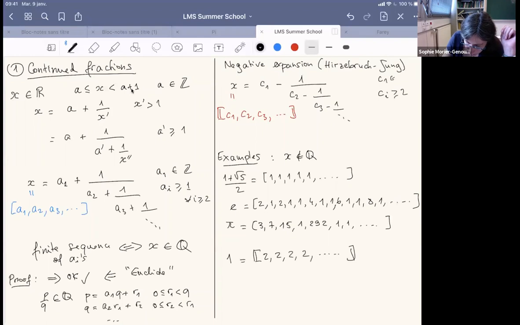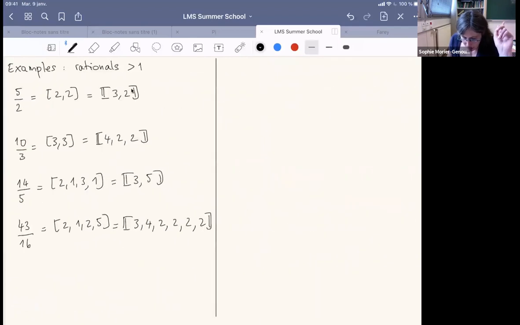So if I ask this, and if I ask here, C1 may be whatever, but after starting at 2, then the CIs are greater than 2. So for the rational, if I want a finite sequence, this condition makes the expansion unique. Not really for the rational, sorry, I have to remove what I said. There is an ambiguity at the end of the sequence for the regular expansion.